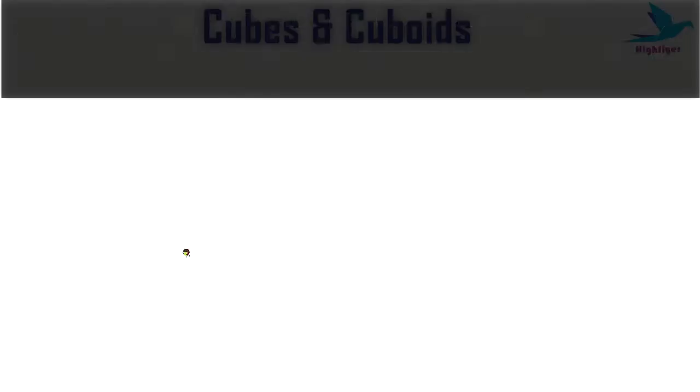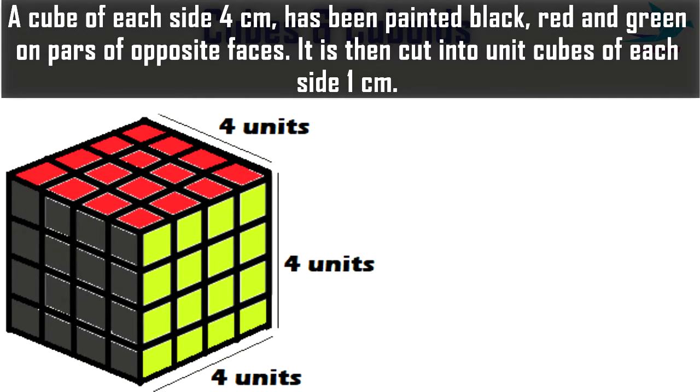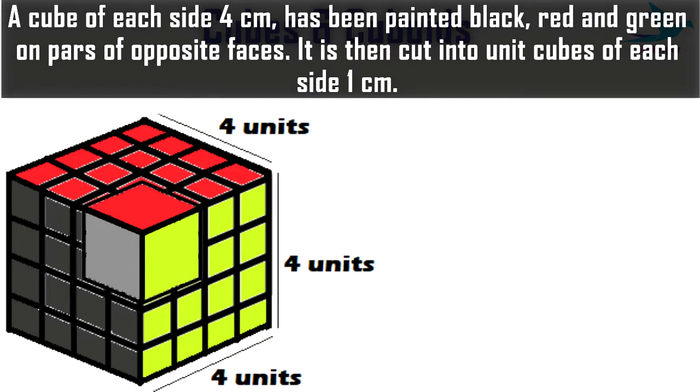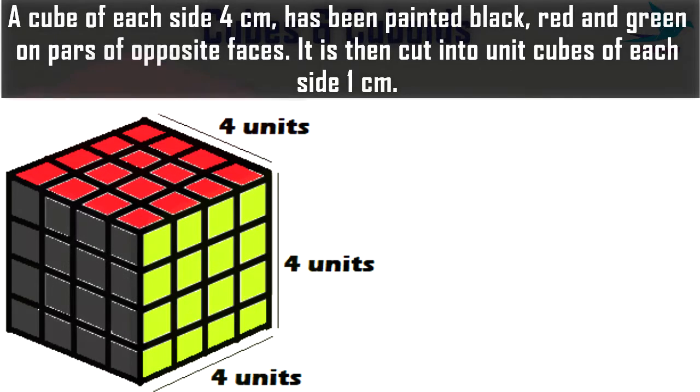Now let's look at this example to understand the kinds of questions that are asked in logical reasoning on cubes and cuboids. In this example, a cube of each side 4 cm has been painted black, red and green on parts of opposite faces. It is then cut into small cube units of 1 cm each. The following questions and answers are based on the information given in the figure.